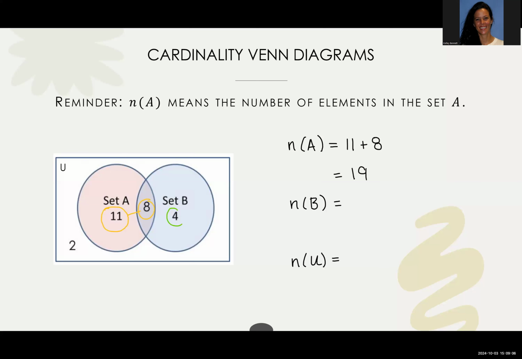And then similarly, set B is going to be 8 with 4. So the cardinality of set B is 8 plus 4, or 4 plus 8, giving us 12. And then lastly, the cardinality of set U is everything. It's going to be all four regions. It's going to be the 2, the 11, the 8, and the 4. So if we add them all together, we're going to get 25 as the cardinality for the universal set U.